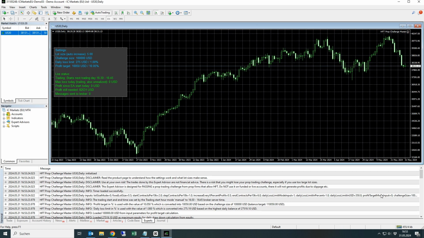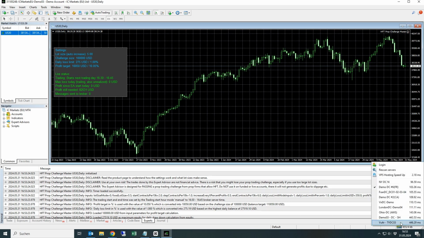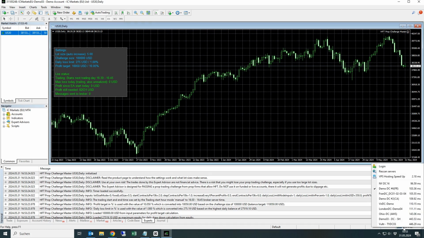Finally, some words about latency. HFT Prop Challenge Master was tested with a latency from the MetaTrader terminal to the broker of 50 milliseconds. Higher values might also work but are not supported.